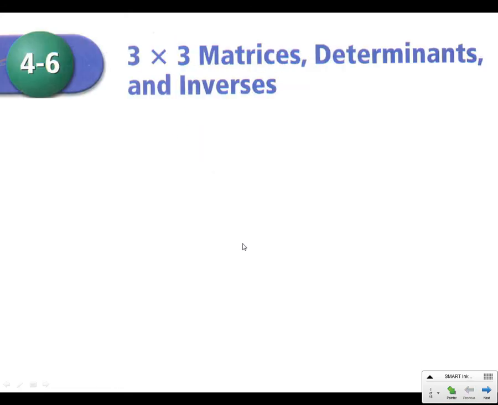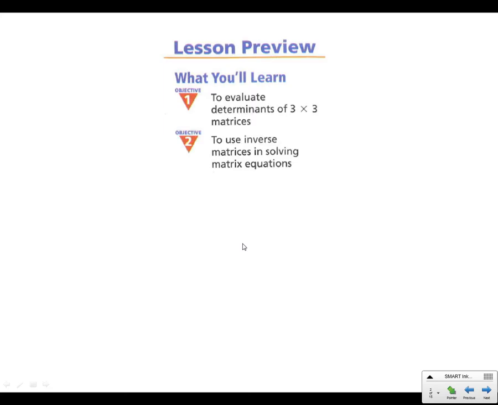Alright, 4-6, let's go ahead and wrap up what we need to do here in chapter 4. We are doing 3x3 matrices. Last time we did 2x2, so this time we'll make it a little bigger, 3x3. Their determinants and their inverses. So what we're going to learn is how to find the determinants of a 3x3, and then we'll use inverses to solve matrix equations. Very similar to what we did in 4-5 with 2x2s.